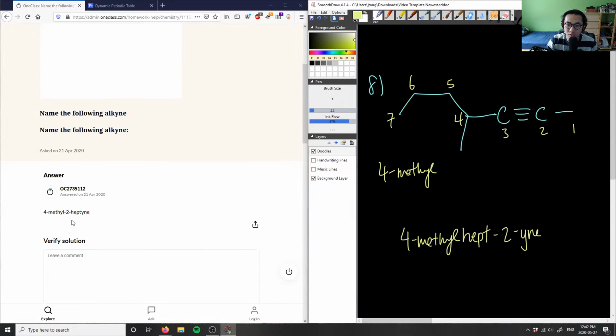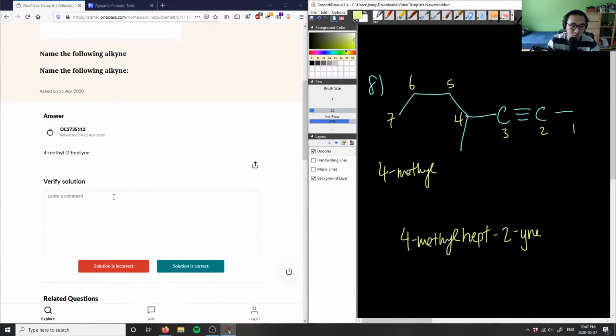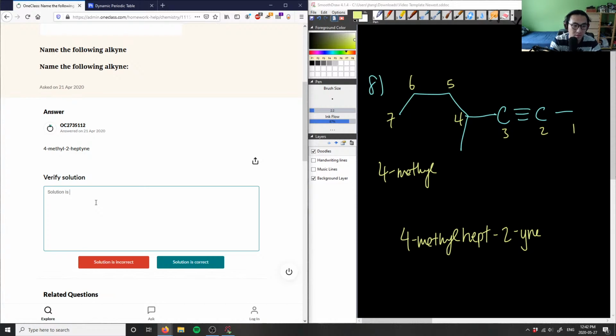Now, as you can see, the solution is correct. 4-methyl-2-heptyne works as well. I personally like hept-2-yne because of the newer IUPAC. I'm using the newer IUPAC when I'm naming these compounds because it specifies where the triple bond specifically is. So this is hept-2-yne. But this solution works as well. Solution is correct. It would be 4-methyl hept-2-yne according to the newer IUPAC rules. But the solution is still correct.